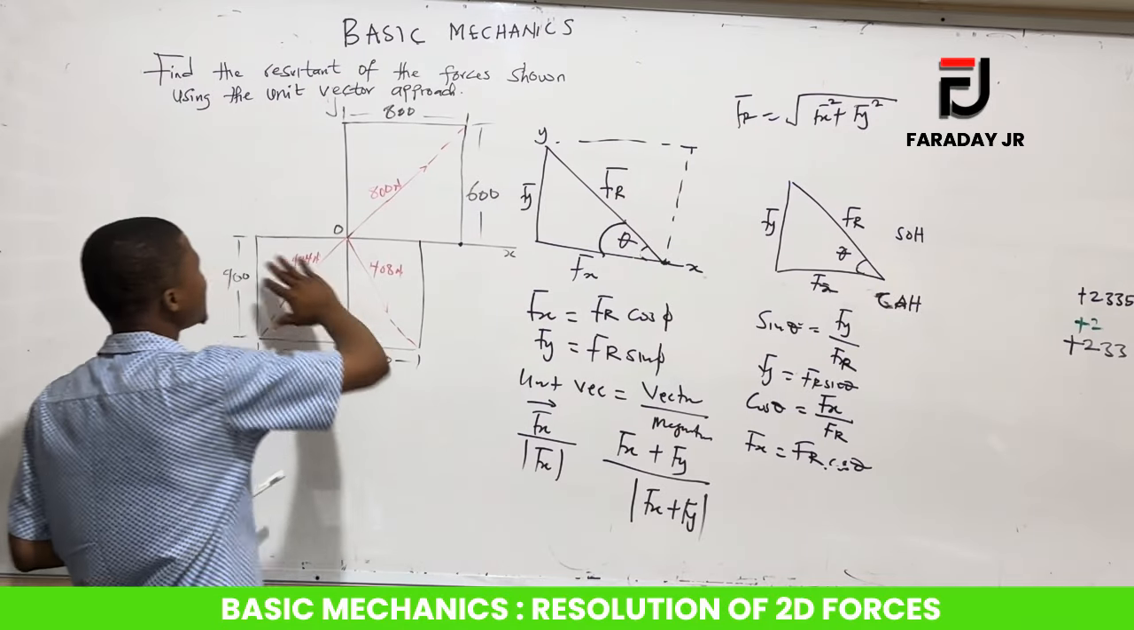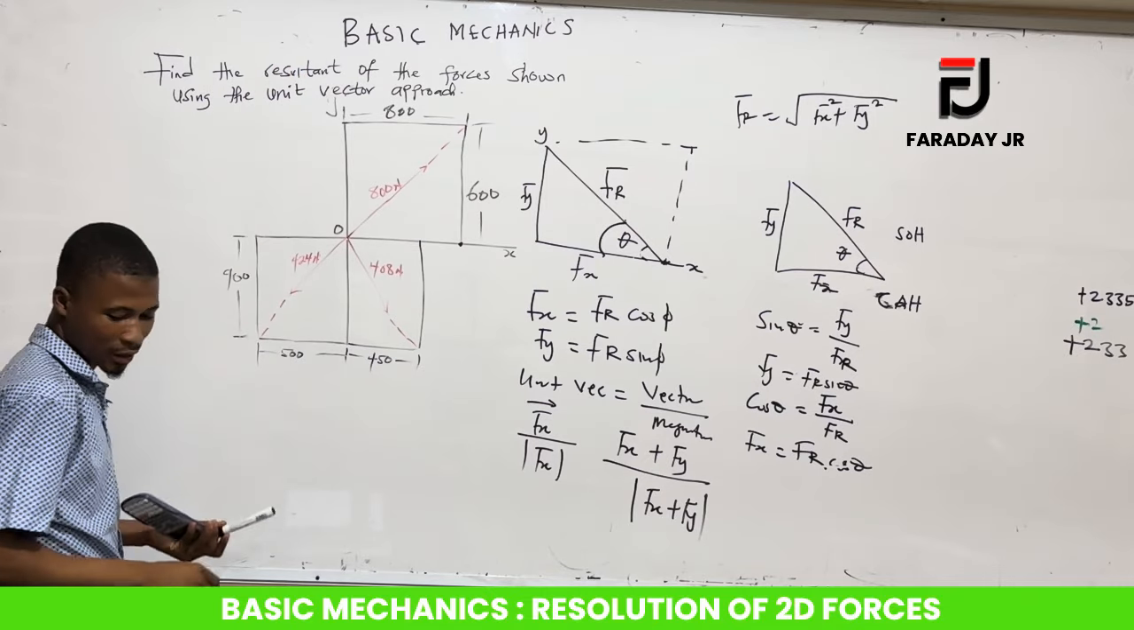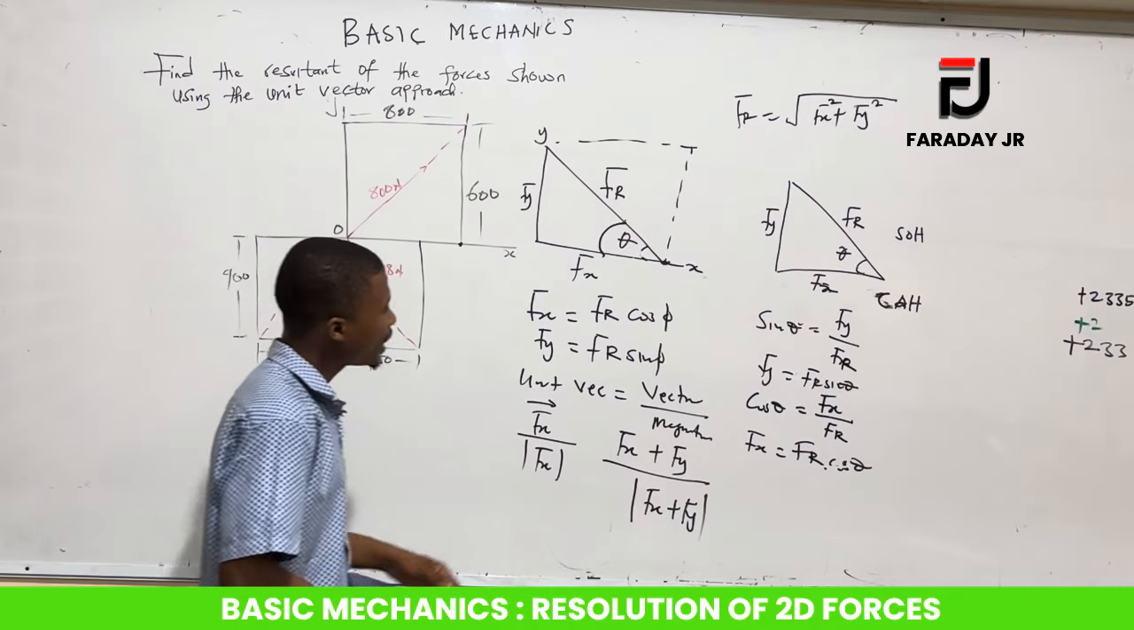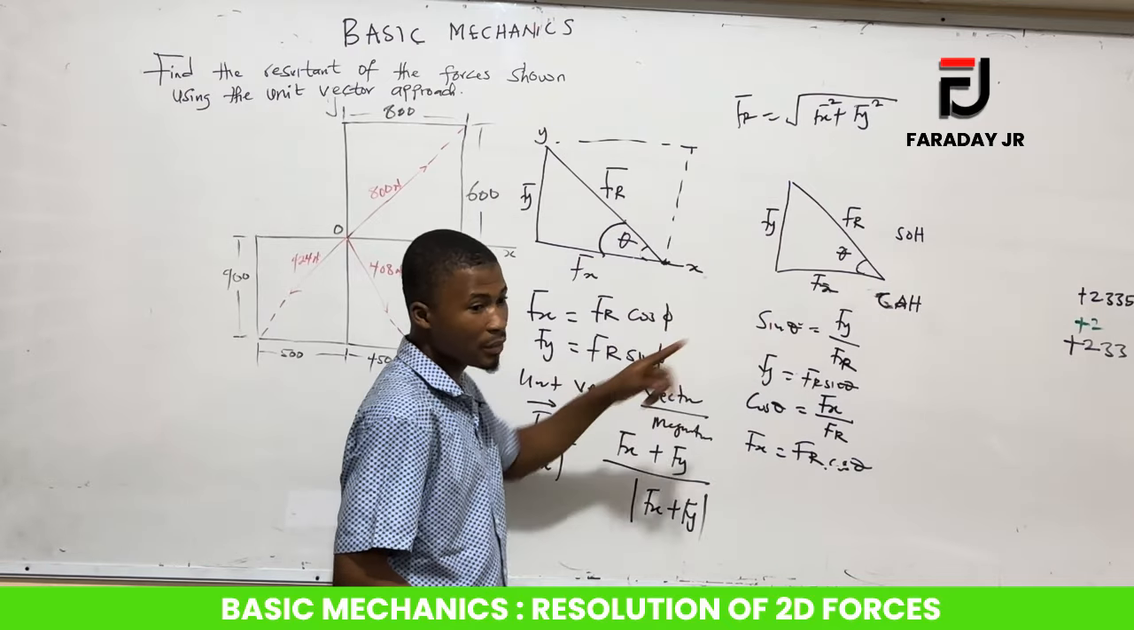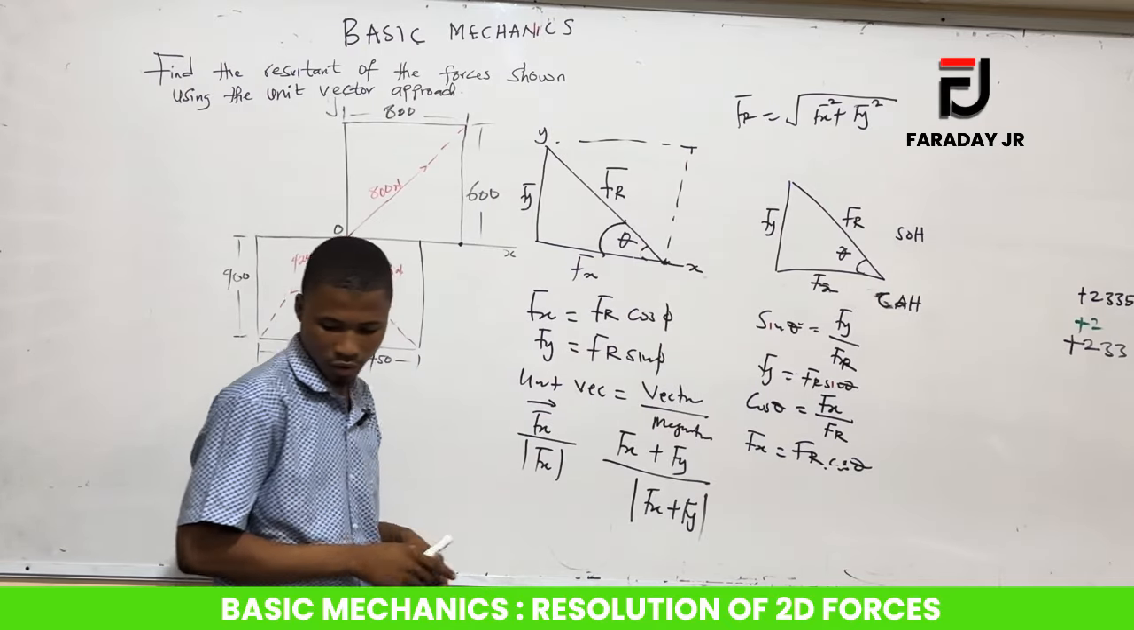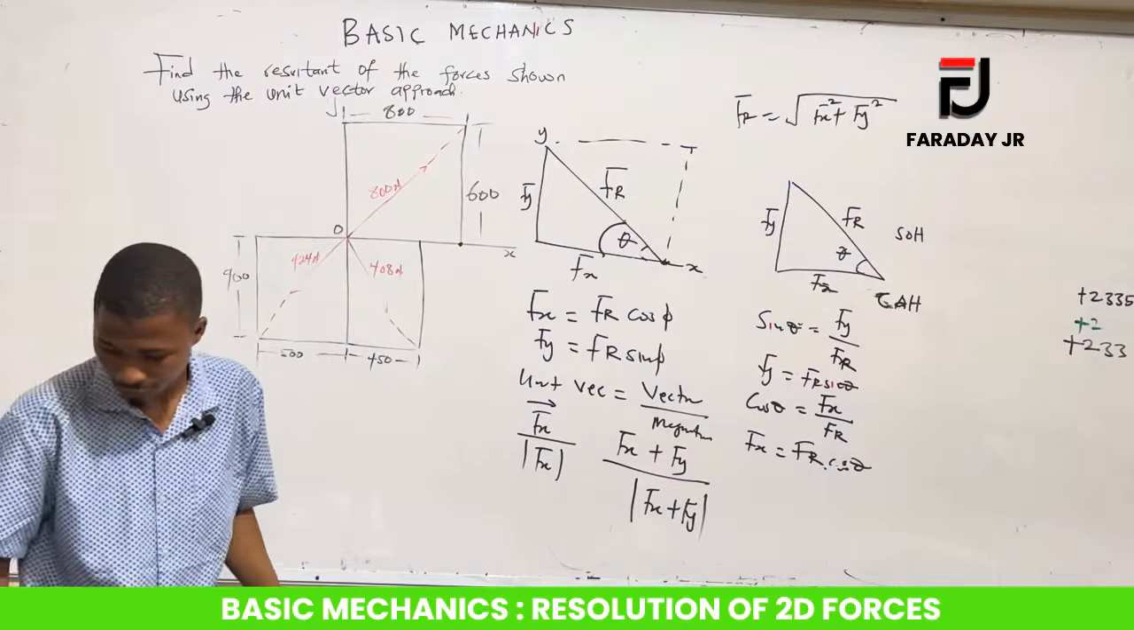So this question is telling us to use the unit vector approach. Anytime we have the distances, we resolve in terms of the unit vector, and we multiply by the main force, the resultant force, and we'll get our results. Okay, so let's proceed with it.